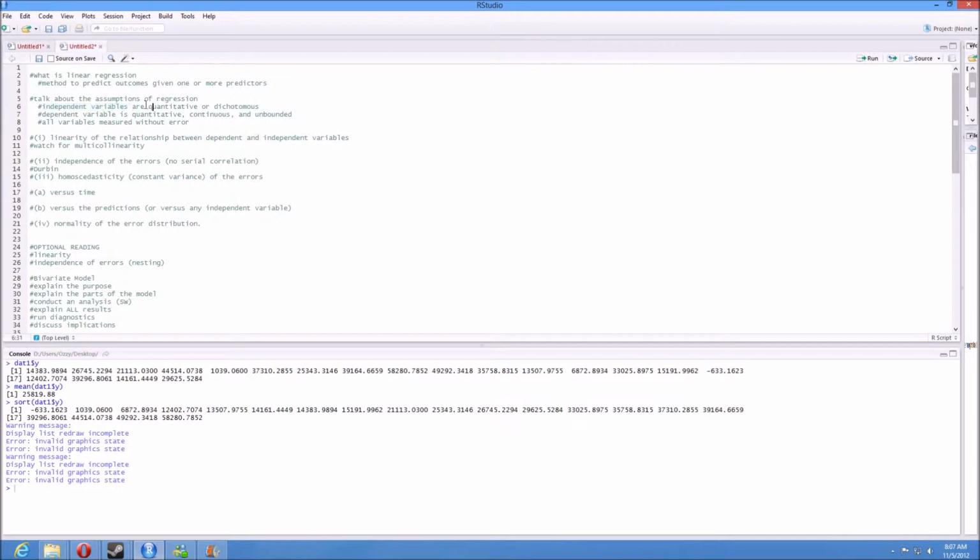Your independent variables should be either quantitative or dichotomous. They can be dichotomous, and I want to pick up on this because a lot of times people think about ANOVAs as factor-based, and they don't use them with regression. However, you can use ANOVA-style analysis in regression. Anything that can be done in ANOVA can be done in regression.